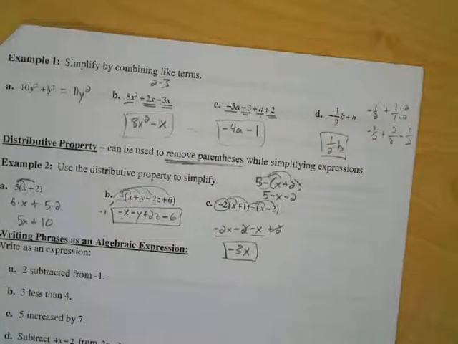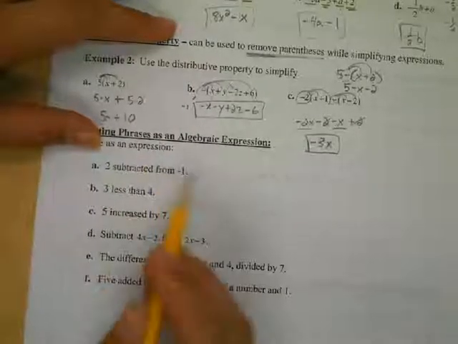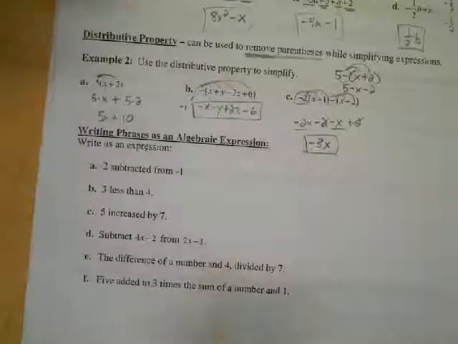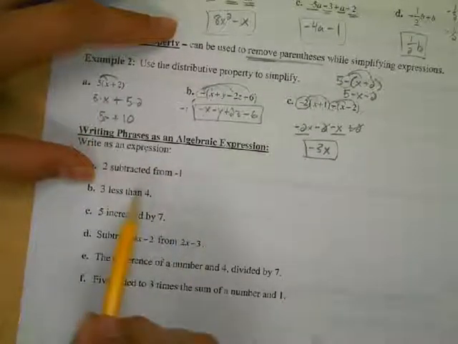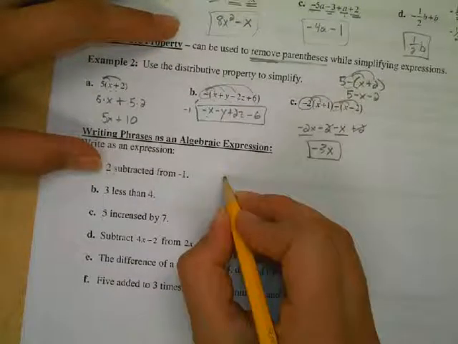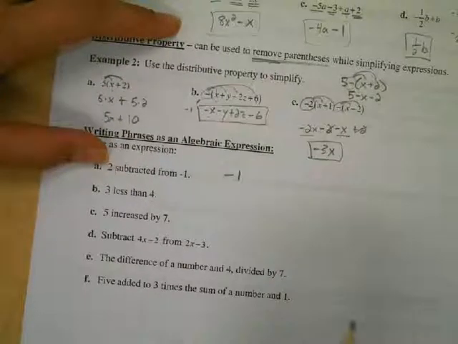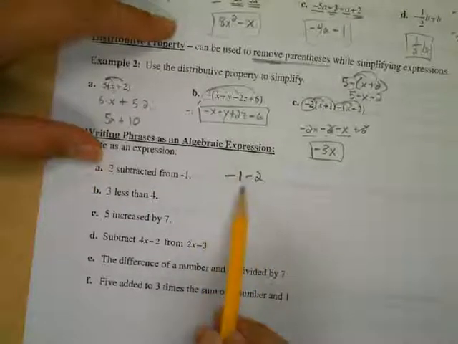Okay, in that very last section, we just need to be able to write phrases into algebraic expressions. And the biggest part of this is just knowing which order to put it in. So for instance, first of all, if they say write an expression or a mathematical statement, you need to use the numbers as well. A lot of people on the first test just put symbols and no numbers. Okay, 2 subtracted from negative 1. Well, if I want to take something away from something, I have to have that something first. So if I want to take 2 away from negative 1, I have to start with negative 1 and then take 2 from it.